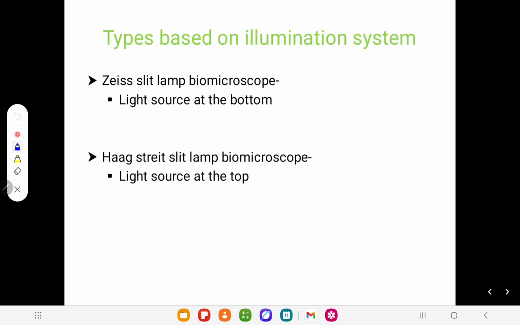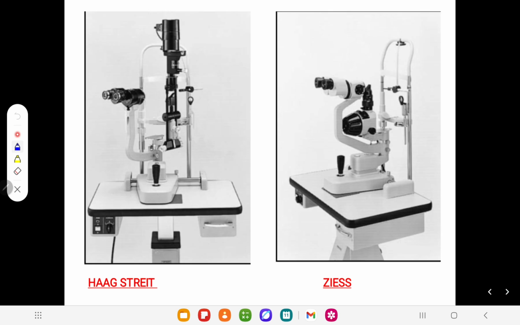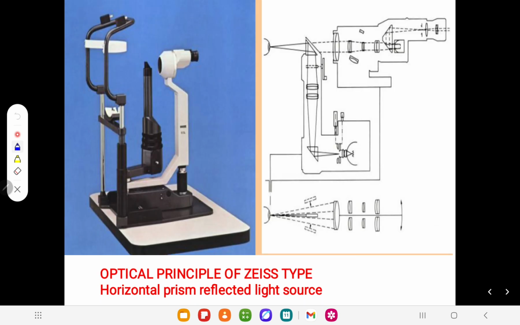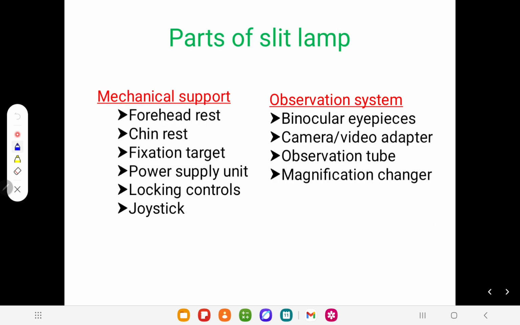Based on the illumination system, there are two types. One is Zeiss, another is Haag-Streit type. Basically, in Zeiss, the light source is at the bottom. In Haag-Streit, the light source is at the top. And that's it. Don't panic. So basically, the light source is here in Haag-Streit at the top. In Zeiss, the light source is here at the bottom. So that's it. Okay, let it be.